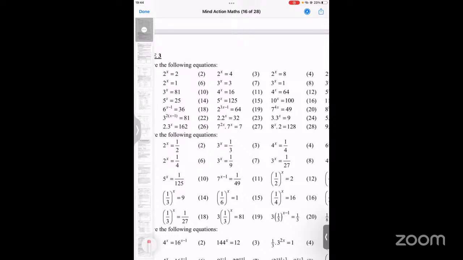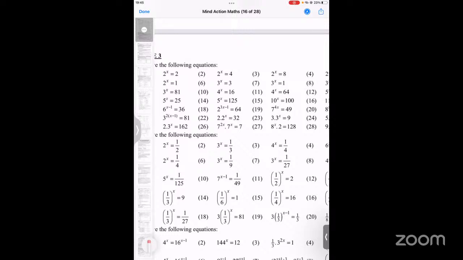Okay, Busisiwe, what answer did you get for your x value? So I got x equals 2. Okay, let's see. How did you work it out? Busisiwe, are you still there? Yes, sir. Yes, I just want to understand the steps that you followed. How did you work it out?